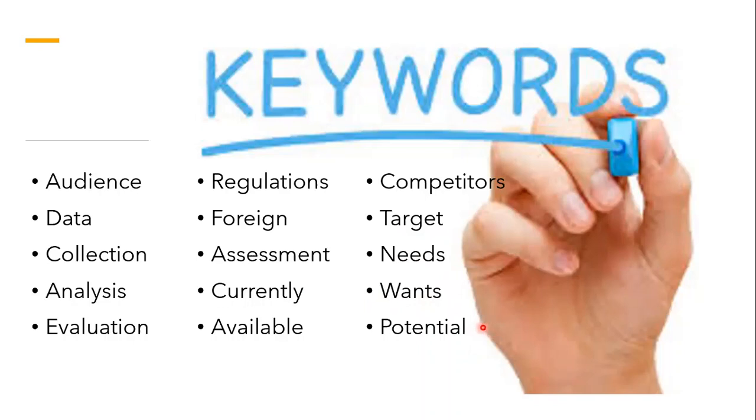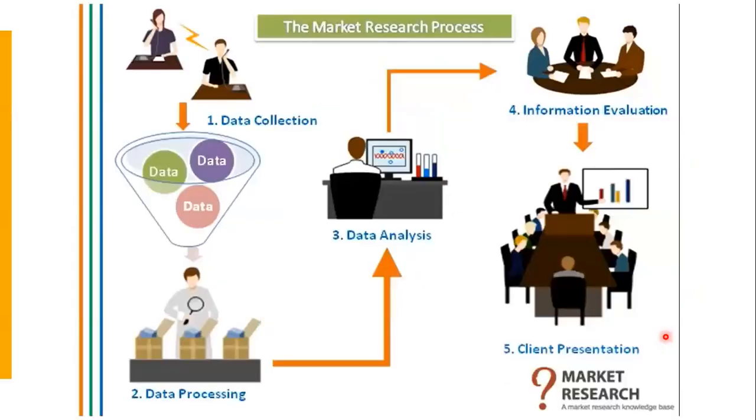Potential, I can tell you that maybe it's something like possible. So we can say that a market is a group of possible clients, or a market is a group of potential clients, something that is possible. Okay? Now with these words, we are going to continue to this presentation here.